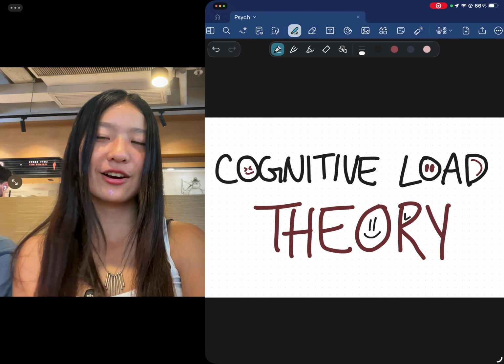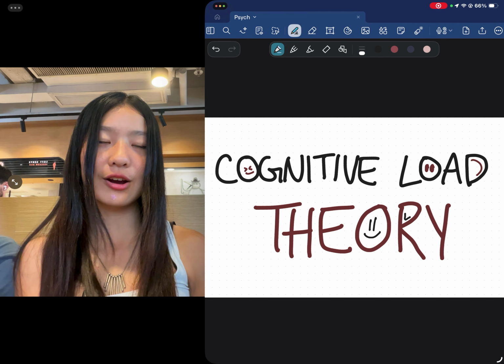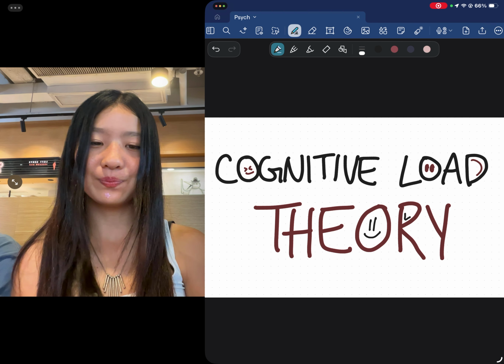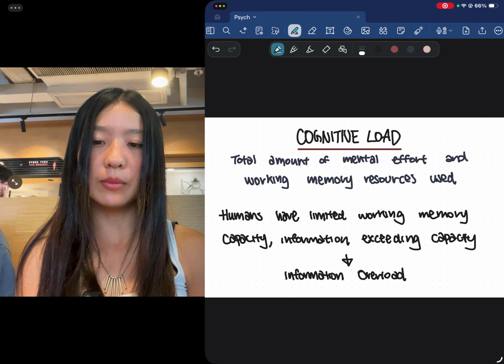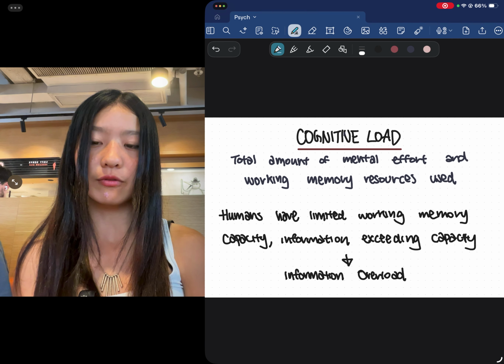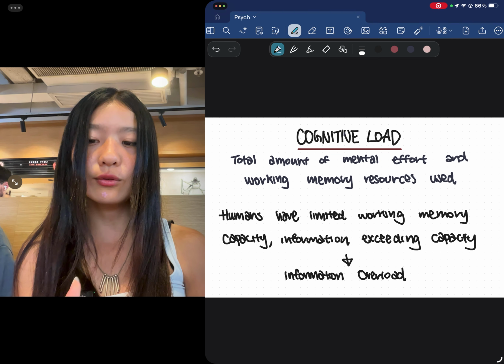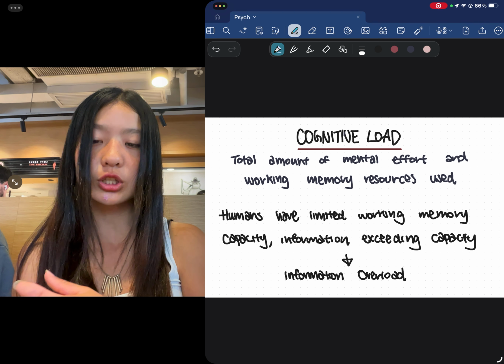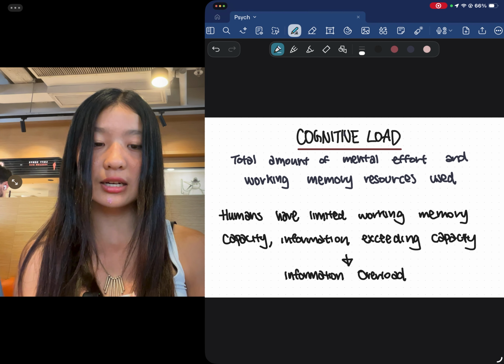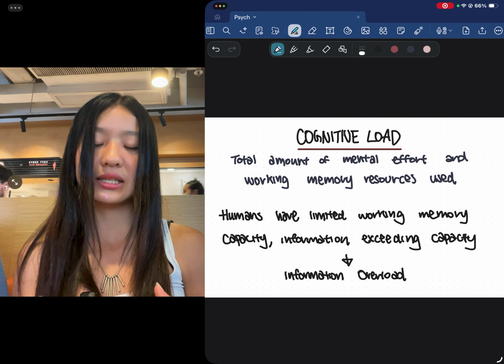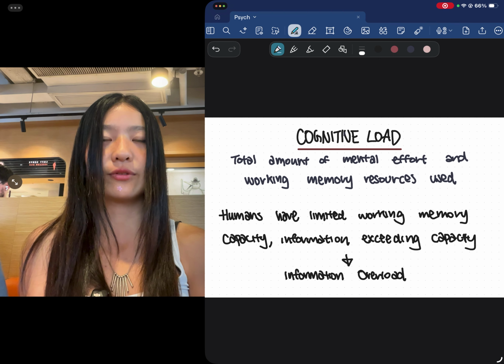Okay, we're going to be talking about cognitive load theory as part of the working memory model. So cognitive load theory is really just about the total amount of mental effort and working memory resources used to move your memories from short-term memory store to long-term memory store. Because we have limited working memory capacity, information exceeding this capacity can cause overload and cause individuals to be overwhelmed.